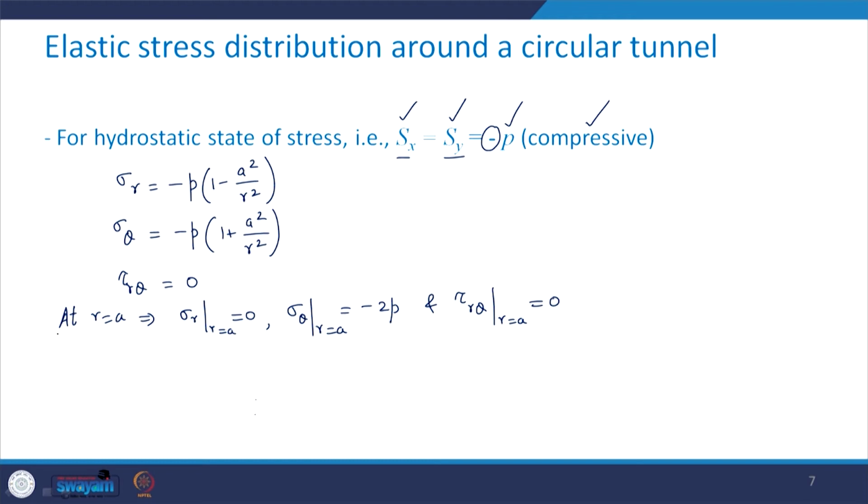This means what I am doing is that at r equal to a, just substitute r equal to a here, and obviously in this case it is going to be equal to 0 only. So, this is what we are going to get, 1 minus a square upon a square. So, that will make it equal to 0, this will be 2p and this will become equal to 0. So, this equation I will write as equation number 13.